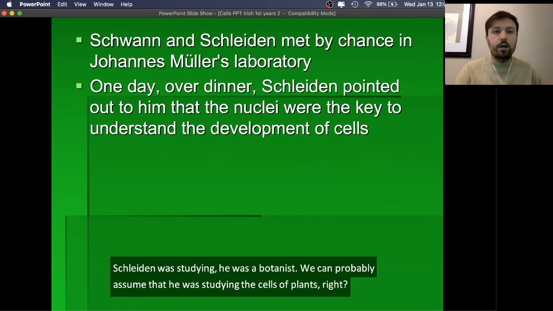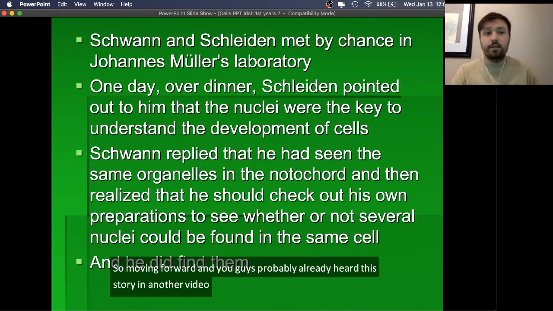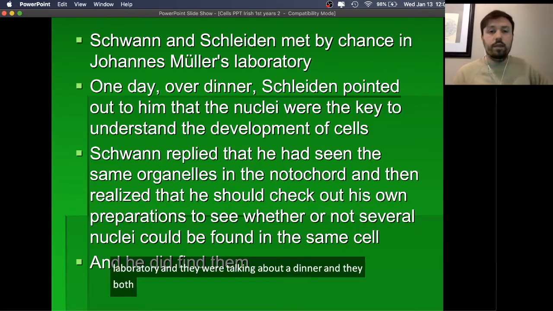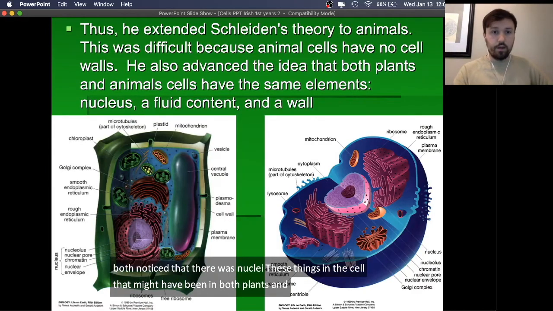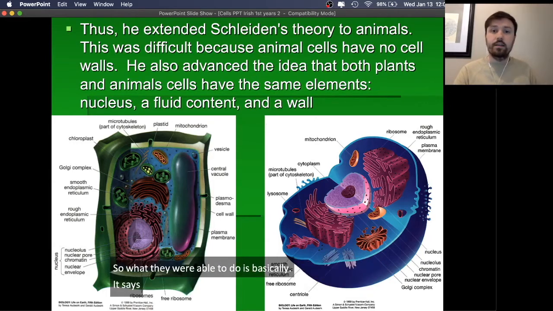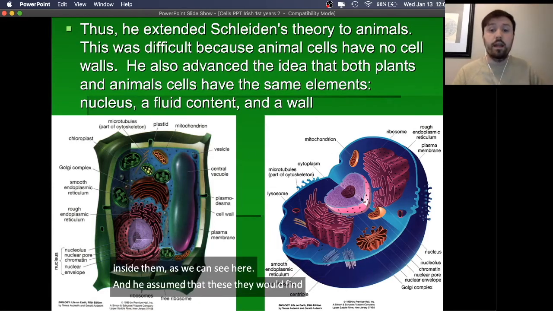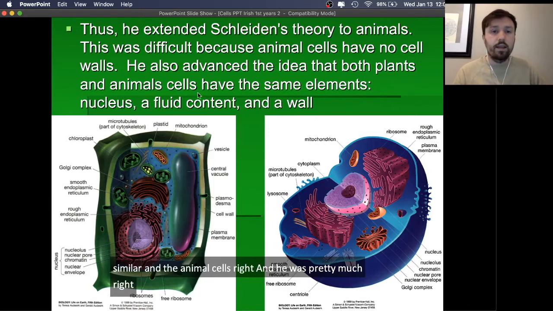So moving forward, you probably already heard this story in the other video, but they go over to another scientist's laboratory and they were talking at a dinner. They both noticed that there were nuclei, these things in the cell that might have been in both plants and animals, right? And so what they were able to do is, it says, thus he extended Schleiden's theory to animals. Schleiden initially had this idea that plants had all these other things inside them, as we can see here. And he assumed that they would find something similar in the animal cells, right? And he was pretty much right, that both plant and animal cells have the same elements.